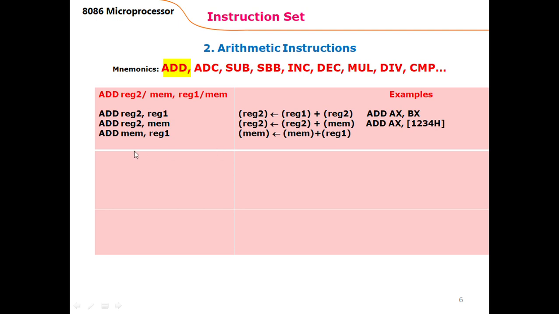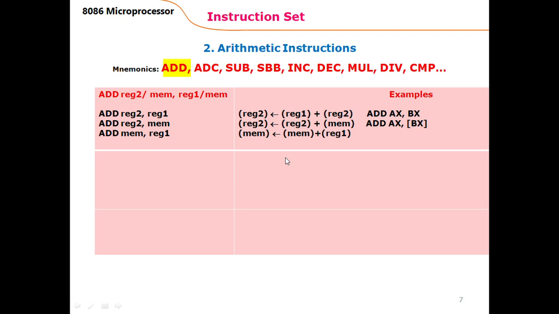Okay, and the third form of add instruction in this category is when the destination of the result is the memory location and the source is a register. This instruction would add the content of register 1 with the content at this memory location, and the result is stored back into this memory location.